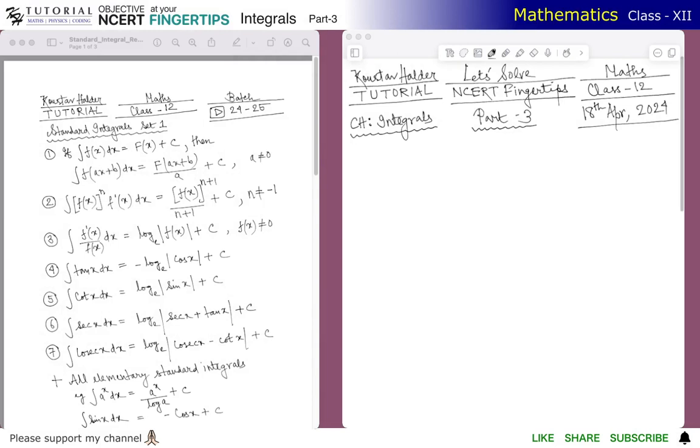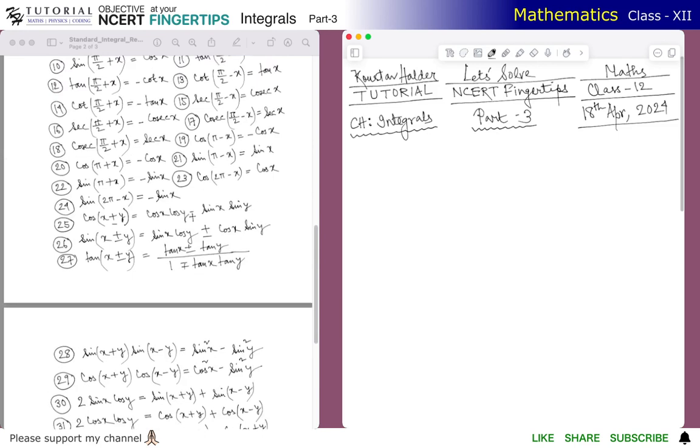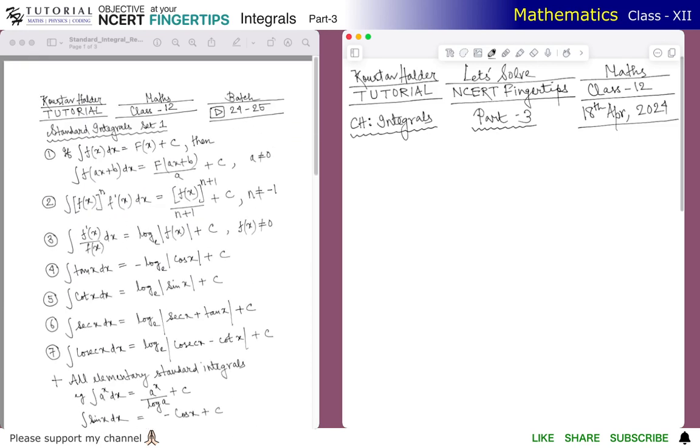Okay, so as usual, I have kept as a reference all the standard integral formulas on the left hand side and some trigonometric functions that I might need in solving the problems, and on the right hand side I will solve the problems. Let's first solve the problem which I failed to solve in the previous video.